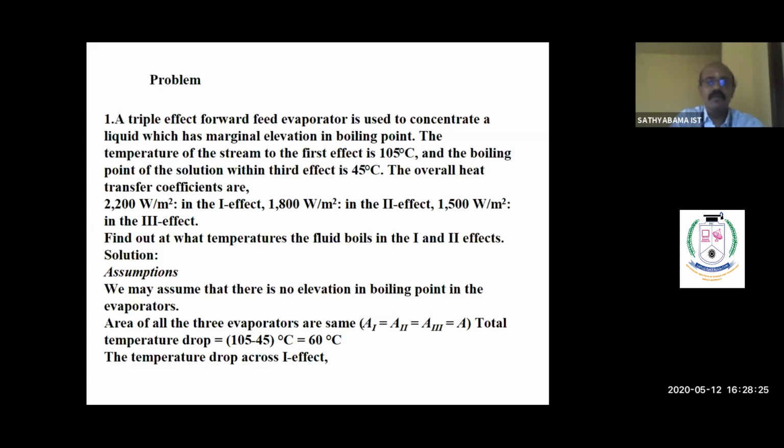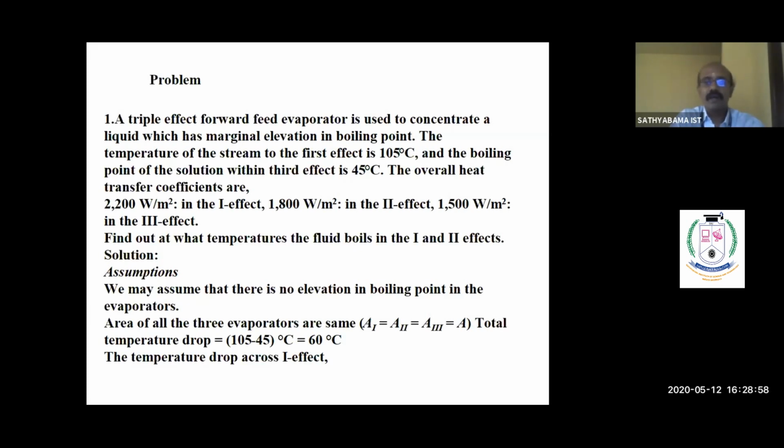Coming to the solution, we can assume that there is no boiling point elevation in the evaporators. So area of all the three evaporators can be assumed to be equal, such that A1 equal to A2 equal to A3 equal to capital A. Total temperature drop is Ts minus the temperature in the last effect. So that is given in the problem. The temperature of the steam to the first effect is 105 degrees centigrade and the temperature in the last effect, the third effect, is 45 degrees centigrade. So subtracting these two, we are getting the total temperature drop around 60 degrees centigrade.